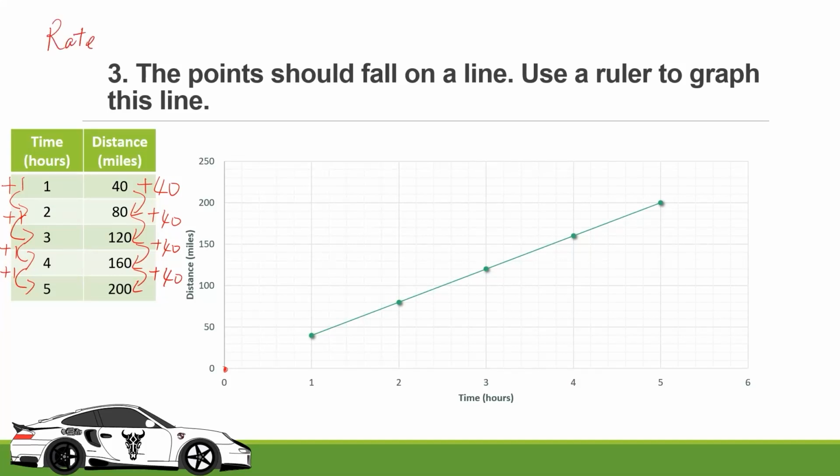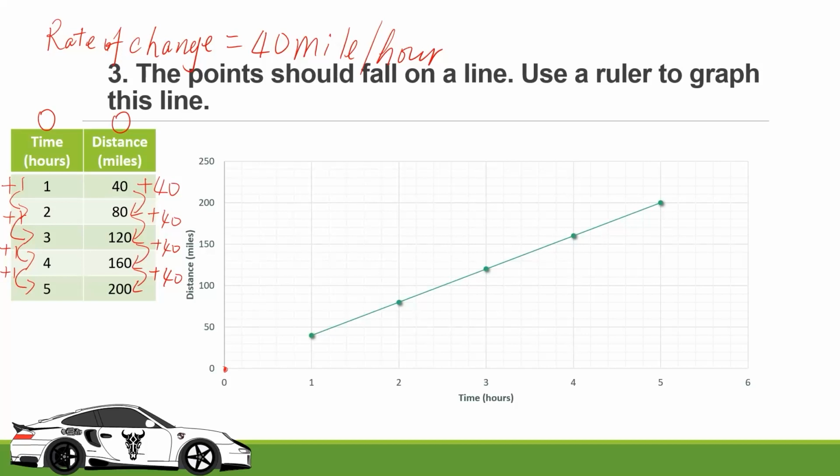So the rate of change is, yeah, excellent, 40, because when the time increases 1 hour, the distance increases 40 miles, right? And let's take a look at the 0, 0. 0, 0 means time is 0. So when time is 0, the distance should be, very good, 0, right?